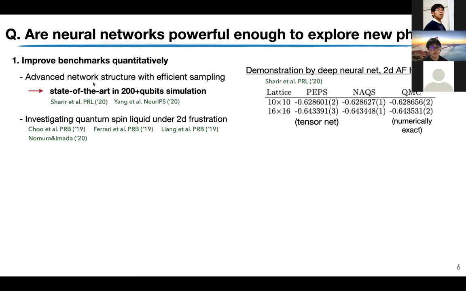And it is shown in the work by the Google people that they can go beyond 200 or 400 qubit simulations in this type of toy model. And beyond that kind of toy models, there are some works investigating whether or not these kinds of most exotic phases would really exist under two-dimensional frustration effects. So that is about improving the benchmarks.